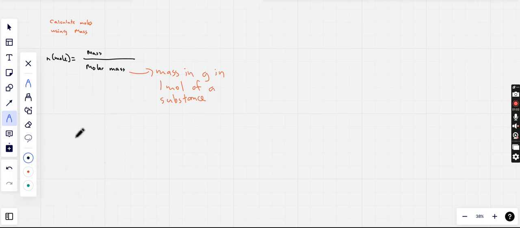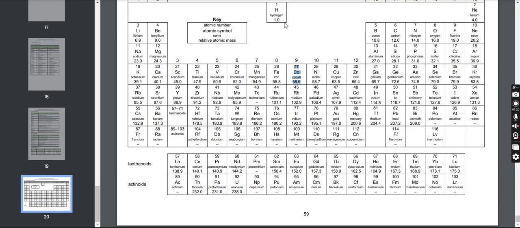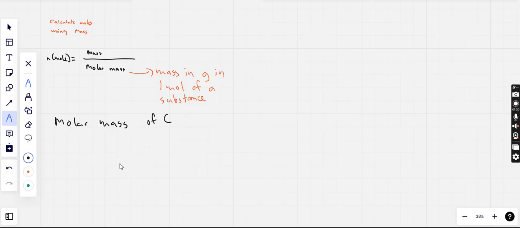Okay, so let's say number of moles is mass divided by molar mass. So mass is grams per 1 mole of substance. So what's the molar mass of carbon? If you guys go to the periodic table, you can see that carbon has 6 protons and its relative atomic mass is 12. So it means that 1 mole of carbon atoms is actually 12 gram, 12.0 gram.